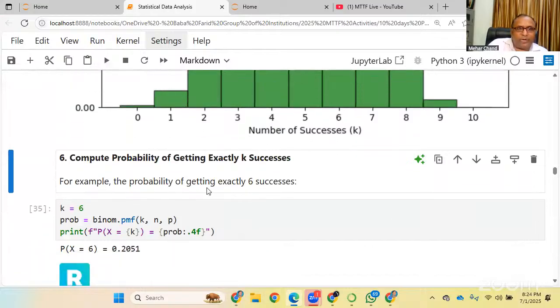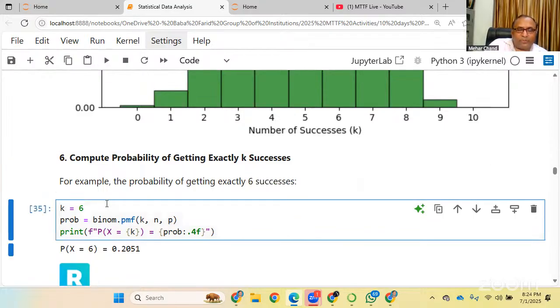Okay, if you need to compute the probability of getting exactly k successes, sometimes we know the value of k, here exactly 6 successes. So how can we calculate this particular value? This is the code: k equal to 6 and binomial dot pmf of k, n, p. The values of n and p are already defined, so they will automatically be passed to this function.